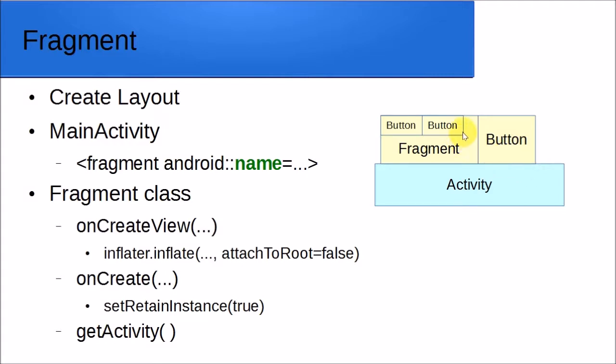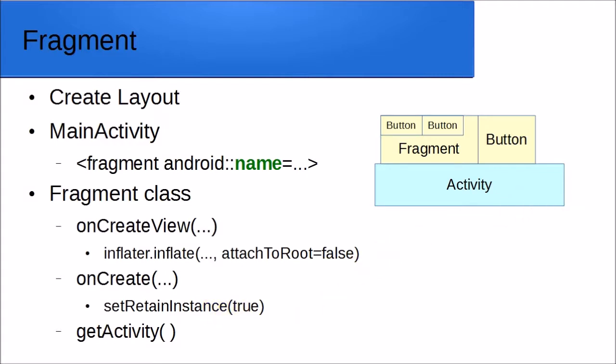Fragments can contain other controls. In this picture, I have a fragment that has two buttons. So in this sense, fragments are similar to user controls. If you come from Windows programming, these things are called user controls in Windows. Fragments have an additional usage in Android because in Android you can rotate the screen. So fragments can solve the rotation problem via the set retain instance function.